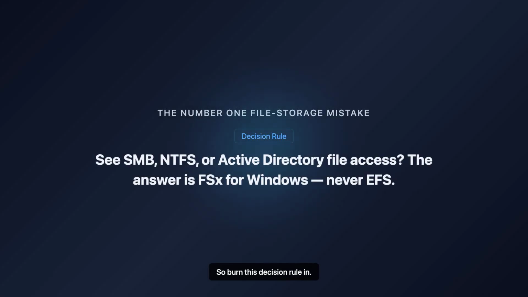So burn this decision rule in. The moment a scenario mentions SMB, NTFS permissions, or Active Directory file access, the answer is FSx for Windows File Server. EFS is wrong for those, no matter how many other correct-sounding properties the question gives it. And the reverse holds too. EFS is right only when the scenario explicitly wants elastic, serverless NFS for Linux.